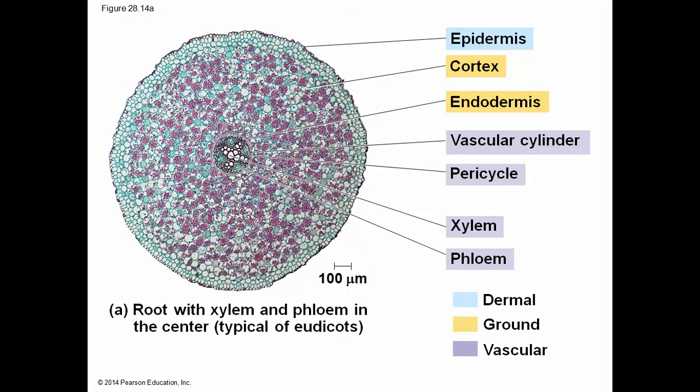Okay, here's the epidermis, the cortex, the endodermis. The vascular cylinder is inside the endodermis. The pericycle is part of that vascular tissue. The xylem and the phloem are other parts of the vascular tissue, deep inside that root.